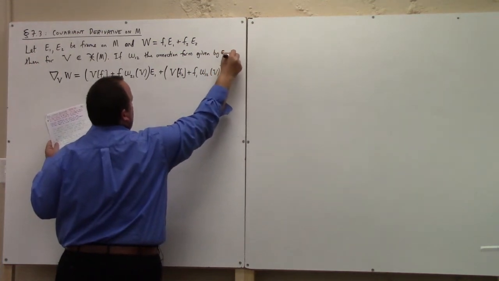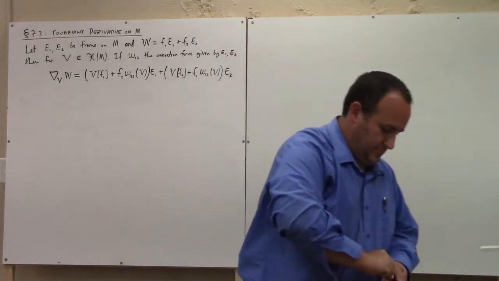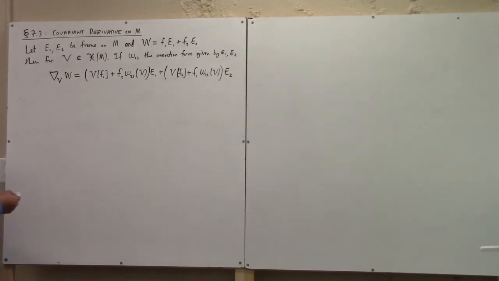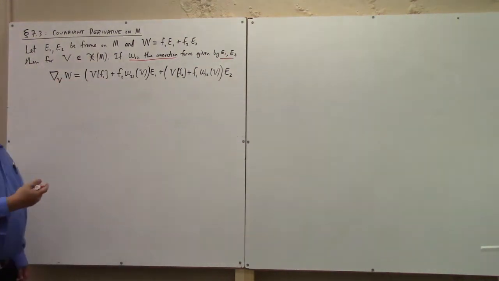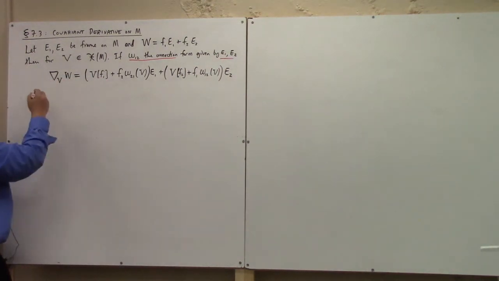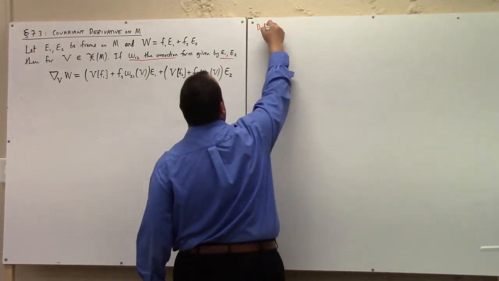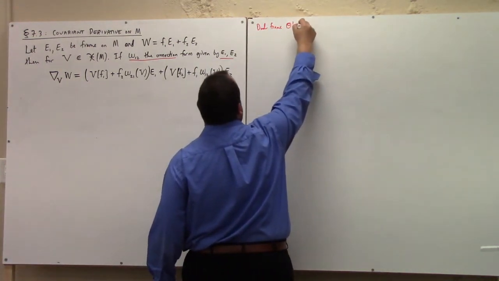E1 and E2. So how did we talk about this last time? If we have a frame, how do we get the connection form? Do you guys remember? We had a whole circle of ideas for how to get the connection form from E1 and E2, right? Remember, how did it go? We had the dual frame theta 1, theta 2, right?